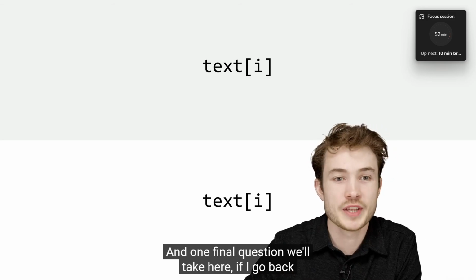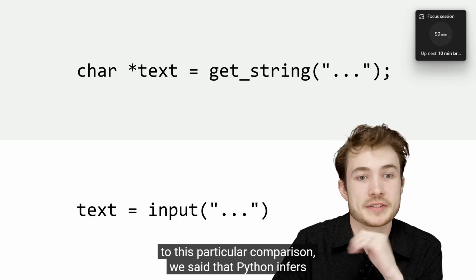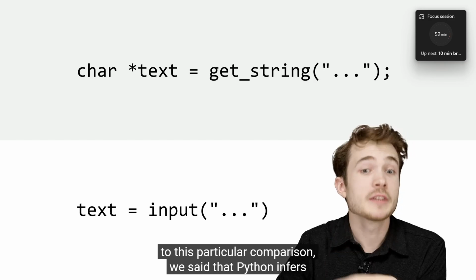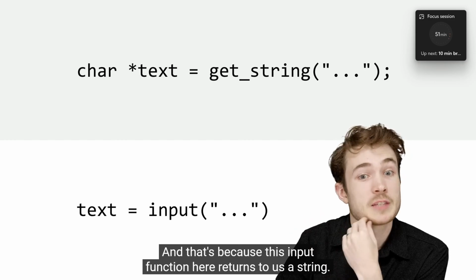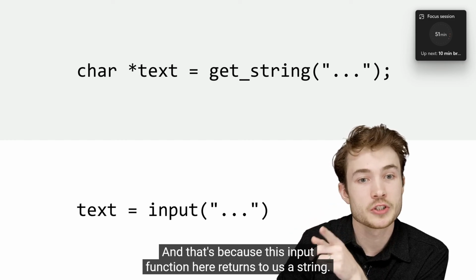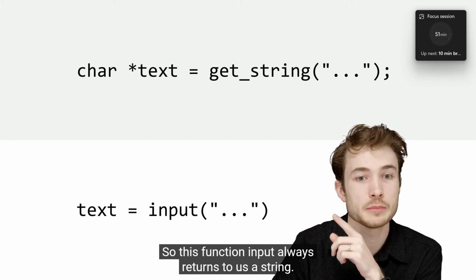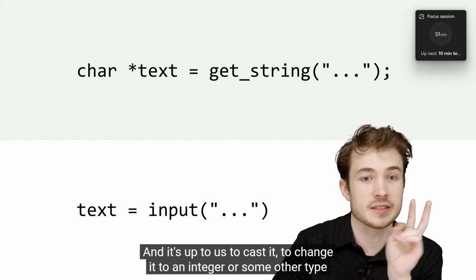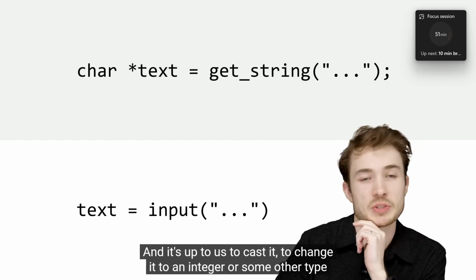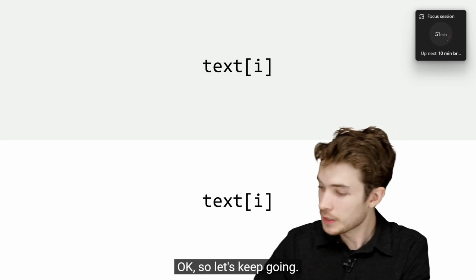And one final question we'll take here. If I go back to this particular comparison, we said that Python infers the type of this text is a string, and that's because this input function here returns to us a string. So this function input always returns to us a string, and it's up to us to cast it, to change it to an integer or some other type if we want to. Okay, so let's keep going.